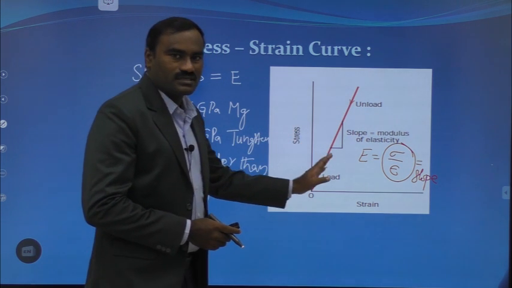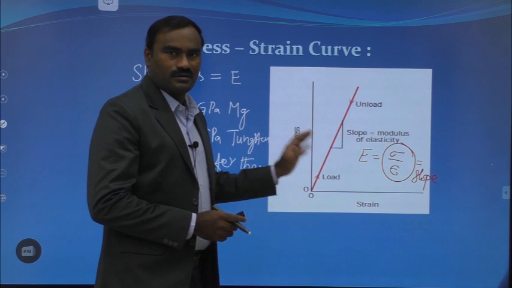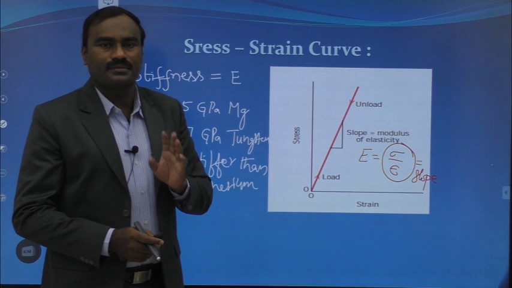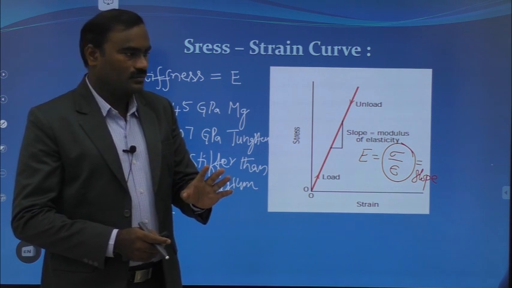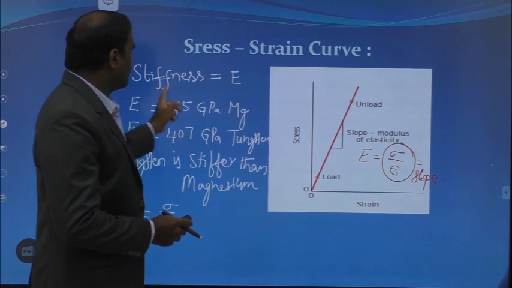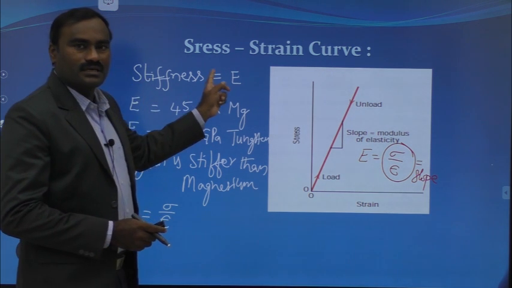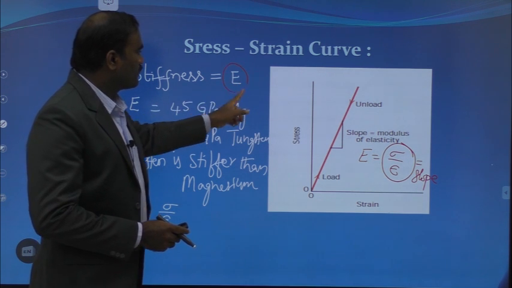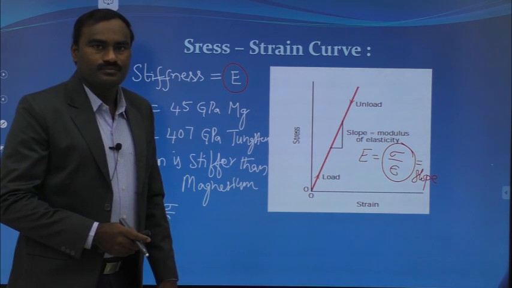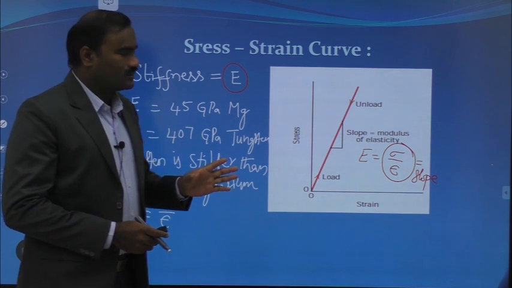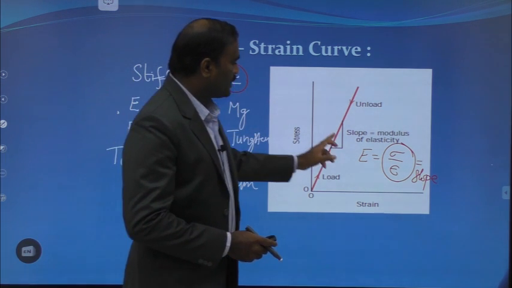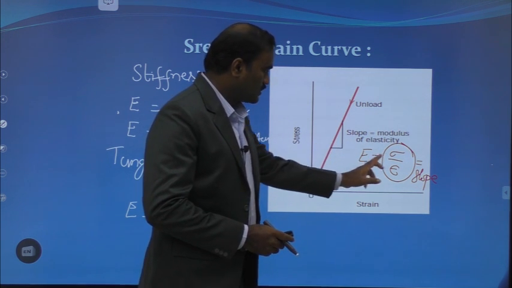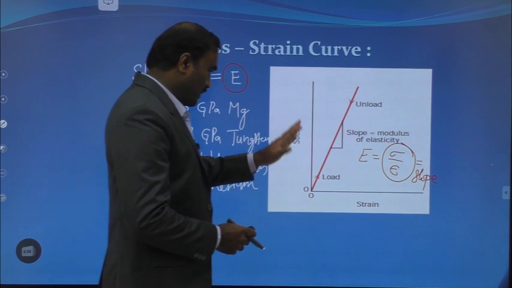And what is the significance of this stress strain curve, and what is the mechanical property that we will obtain from it? It is the stiffness of the particular material. Stiffness of the material is equal to the Young's modulus of that material. So Young's modulus can be obtained from the slope of this stress strain curve. So E is equal to sigma by epsilon.